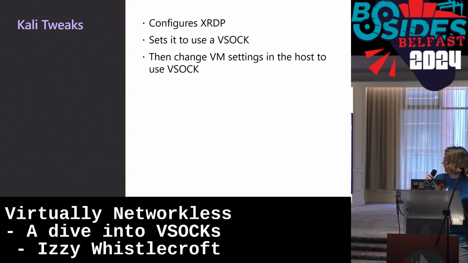First, I thought I'd talk a little bit about how Kali tweaks works, which configures XRDP to use VSocket. Because this is probably what most people in the audience have used, right? So the first thing it does is configure XRDP, so it installs it if it's not installed, and then it just changes the configuration to use VSocket. And then you run one PowerShell command to tell it to use a VSOCK instead of a HVSOCK in the host. And that's it.